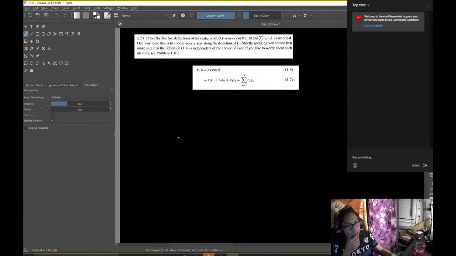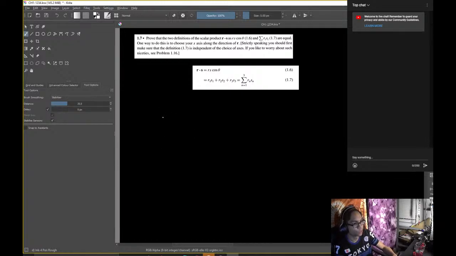How would this work? You should first make sure that the definition 1.7 is independent of the choice of axes. Nice, it's problem 1.16. Oh, okay. Well, we're not there yet. You know what? Let's go from left to right first. Here we go.